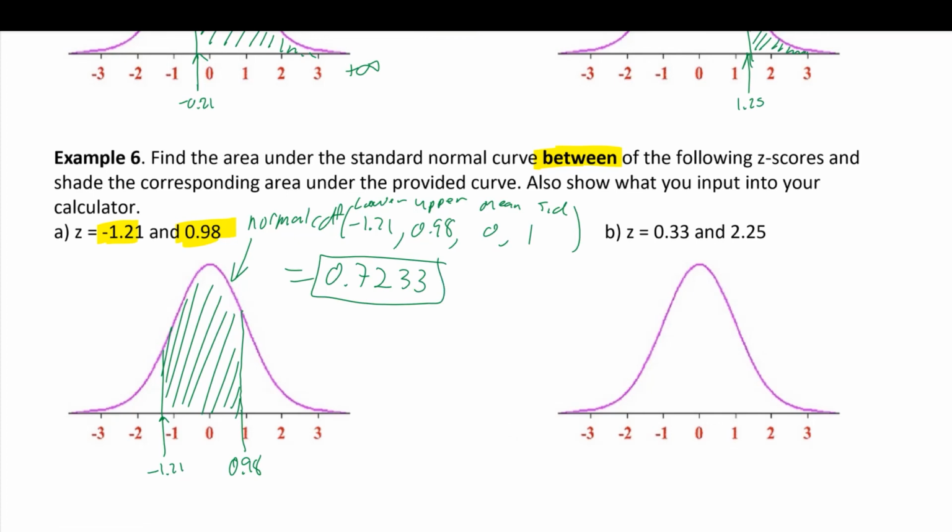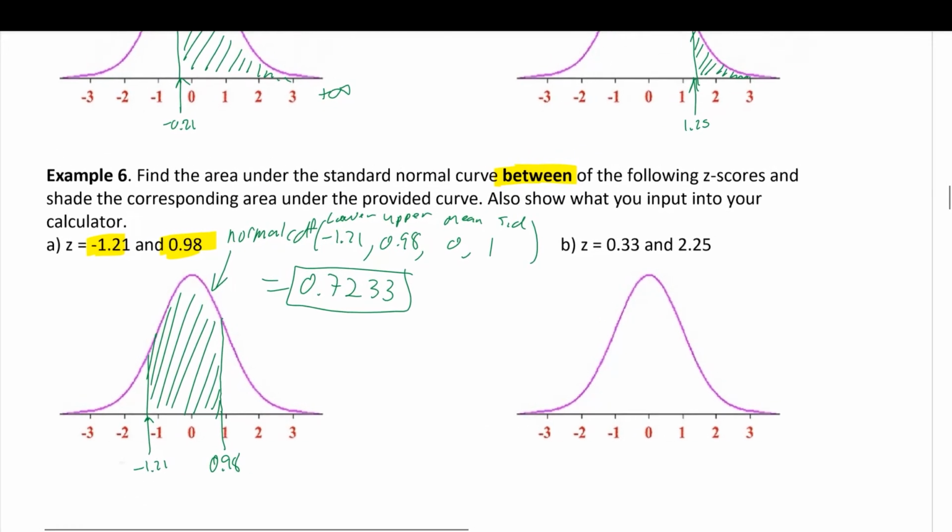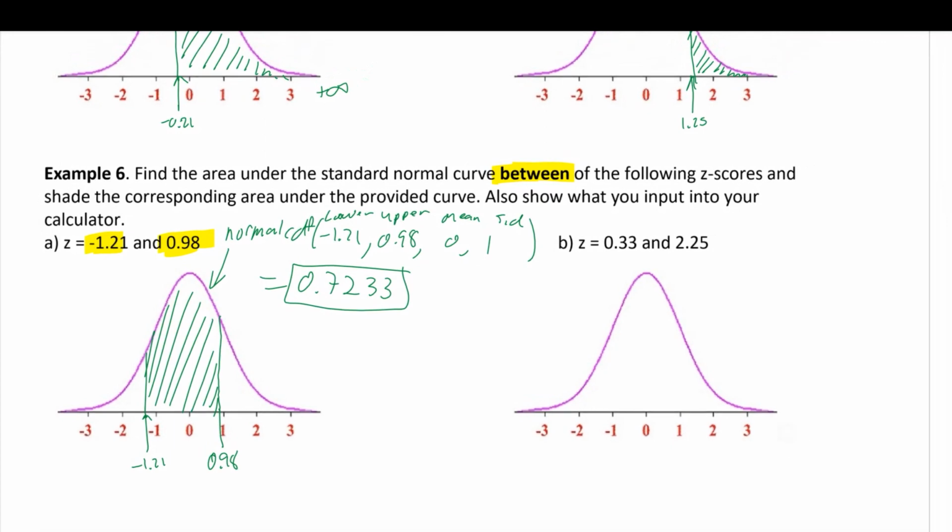Okay, let's do another one. 0.33. It's positive, so it's somewhere around here. Let's say it's somewhere around there. 2.25. Where's 2? Here's 2.25, I would say, roughly. And we're looking for that shaded region. This one I can actually use a little intuition, because to the right of 0, it's 50%, and this looks like it's definitely less than that area, so it should be less than 50% here.